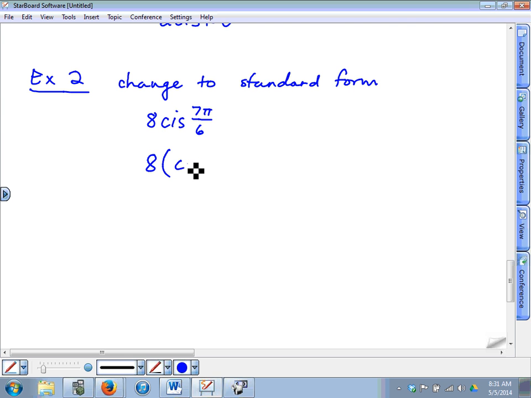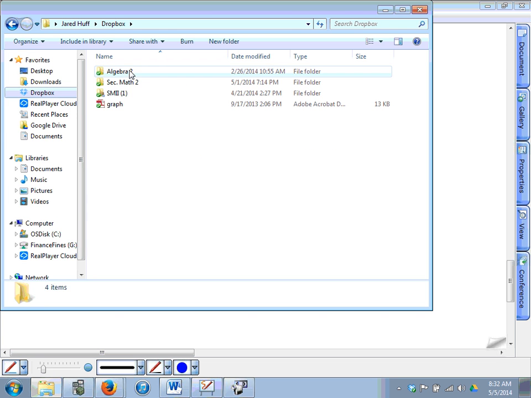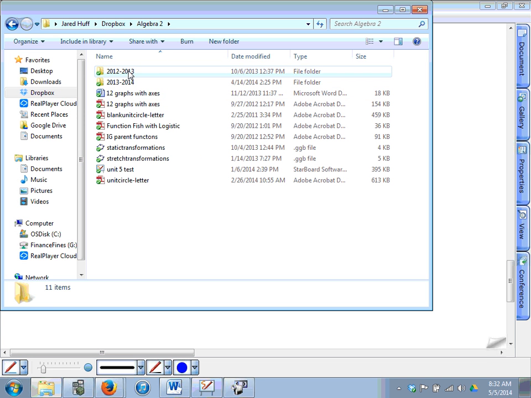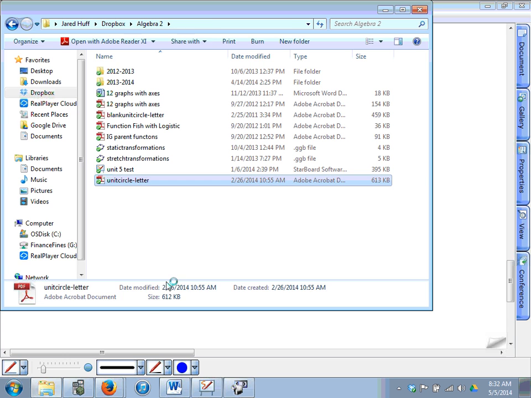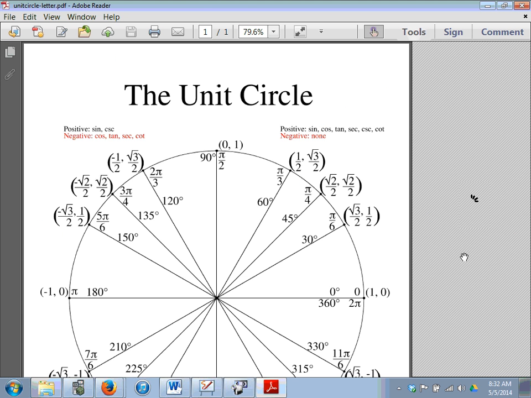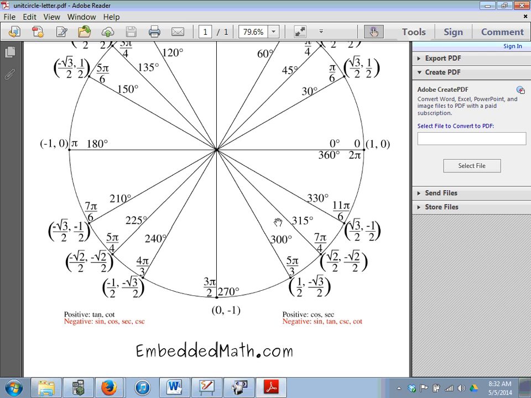This is going to be 8 parenthesis cosine 7 pi over 6 plus i sine 7 pi over 6. And those can be evaluated because those are actual trig functions. Cosine and sine are trig functions. And 7 pi over 6, I believe, is one of our nice angles on the unit circle. So get that out if you have it. And hey, look, it is. That angle on the unit circle, 7 pi over 6 is right there, 210 degrees.